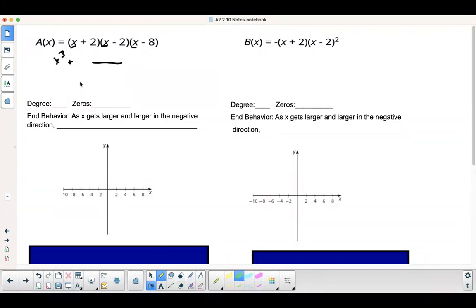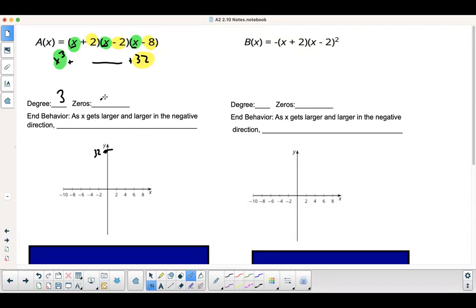So here, let's do this. The x cubed comes from these being multiplied. And then the constant is going to come from these being multiplied. So when I multiply those, I get positive 32. So I know my y-intercept's up here at 32. End behavior, left side down, right side up. So my degree is 3.